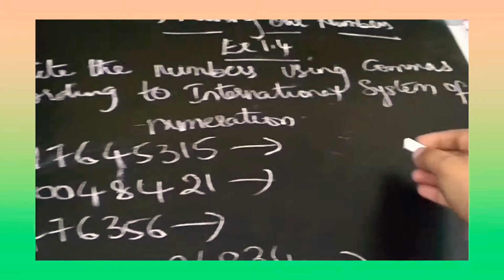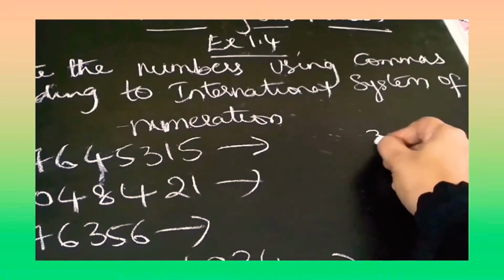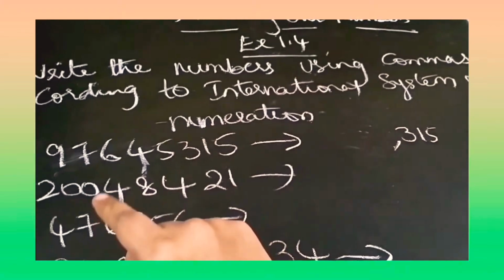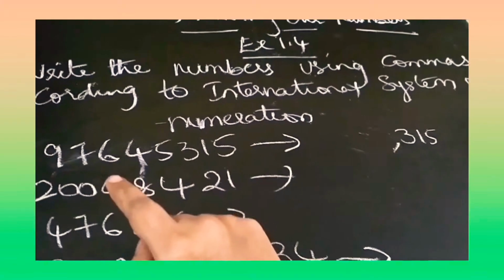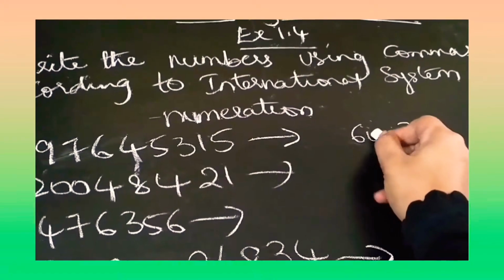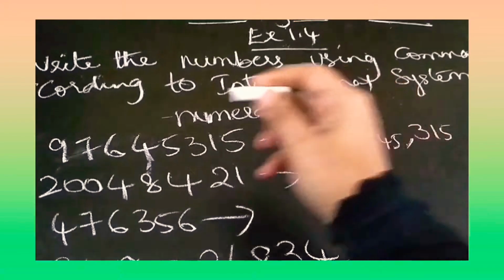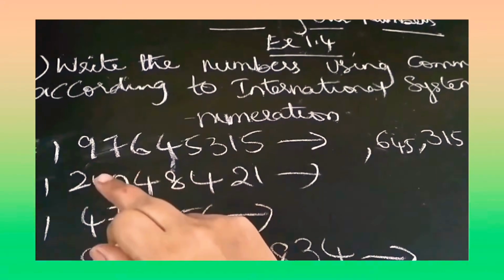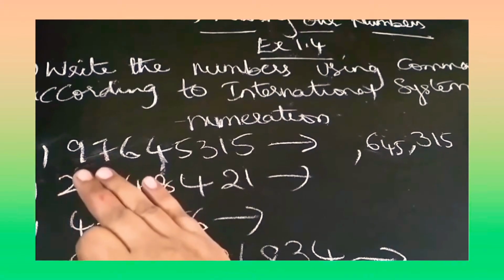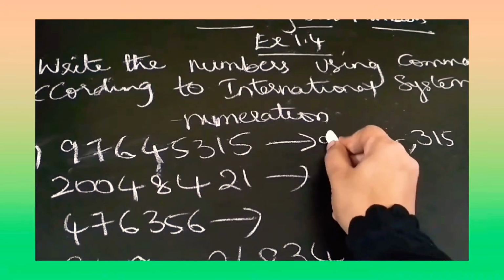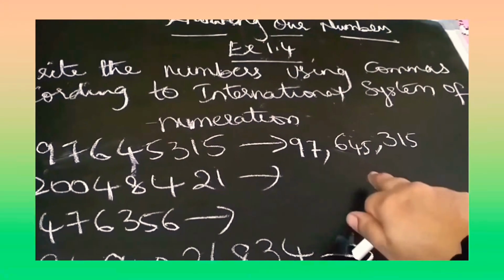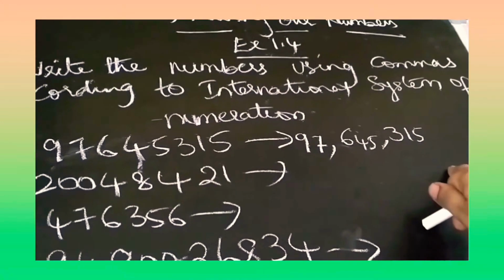First we'll write here 315. Then 645. What is 645? 645,000. Then 976 means, what is this? 645 we have taken. Again 97 is there. What is 97 here? 97 is million. It is 97,645,315.